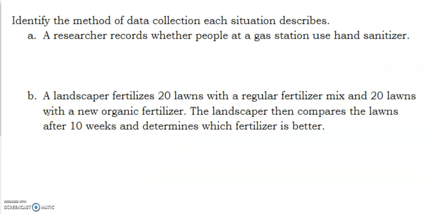Okay, let's see if we can figure out how some data collection happened in these two scenarios. So a researcher records whether people at a gas station use hand sanitizer. So just somebody records whether people use hand sanitizer. That would be an observational study, okay? Because somebody's just watching what happens.